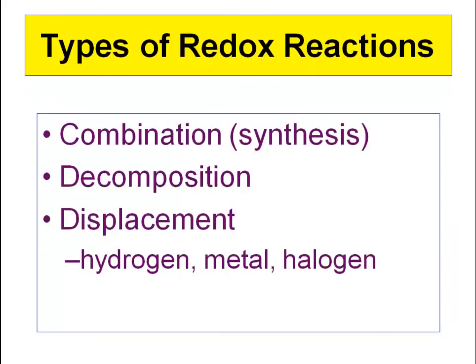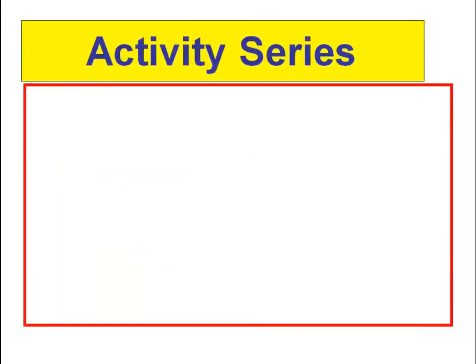There are several types of redox reactions: combination reactions, or synthesis, when two things combine to form one new substance; decomposition reactions, when one thing breaks down into its elements; and displacement reactions, which are the ones that we just saw: hydrogen, metal, halogens. Any of those 3 types of reactions can be considered redox reactions. It's all based on the change in oxidation numbers.